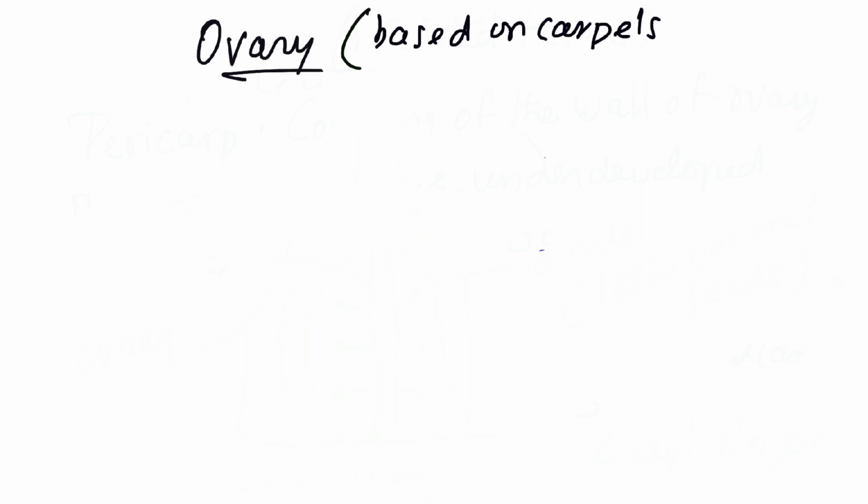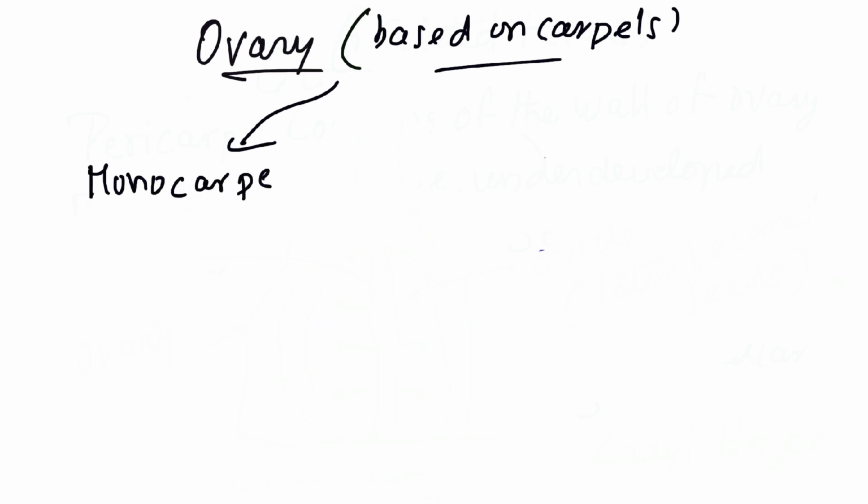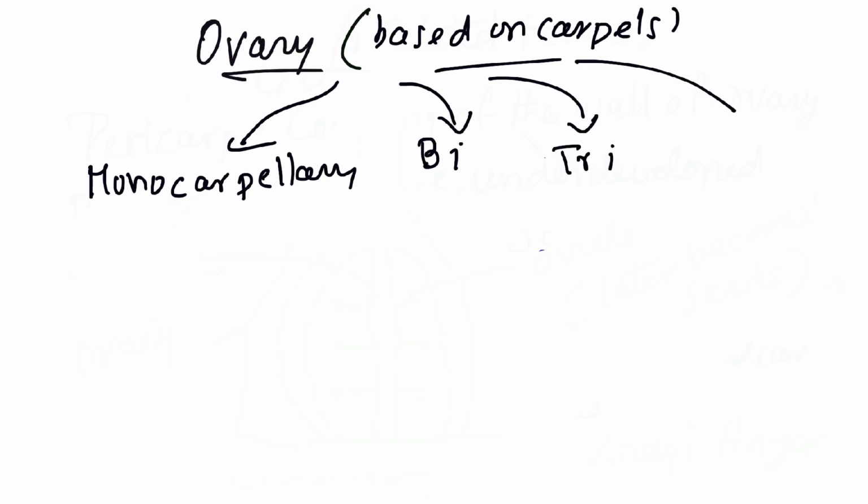Now let's look at another division dealing with the ovary. Here it's based on the carpels. Carpels are the units of the ovary. Once again, we have multiple terms. That's monocarpellary. Mono, of course, means one, so it means one carpel. Then we have bicarpellary, tricarpellary, and those ovaries in which there are more than three carpels, we call them polycarpellary.